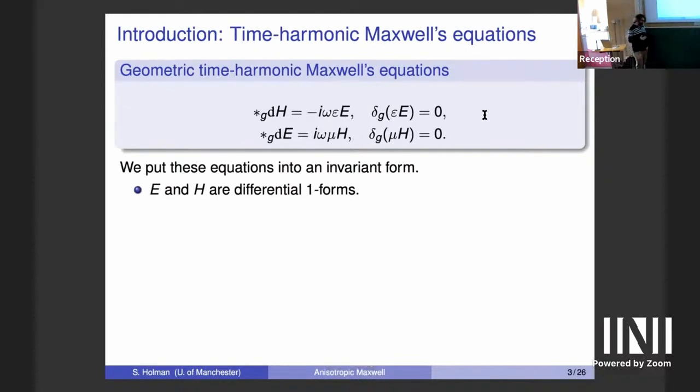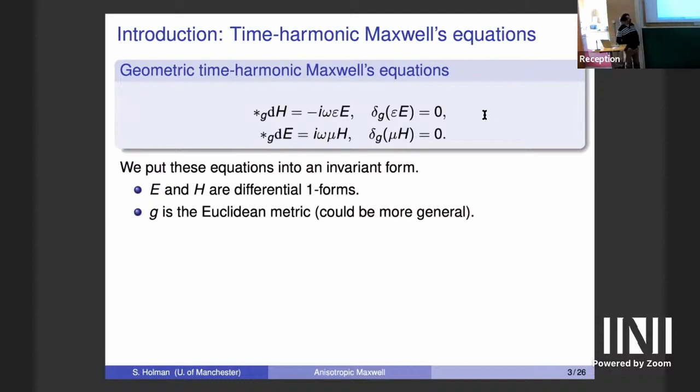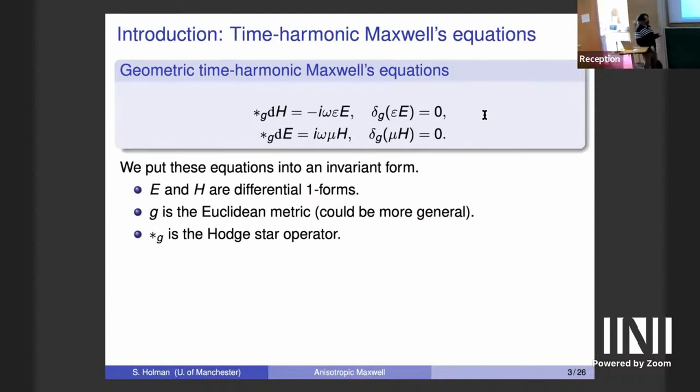When we discuss this in a geometric context in the invariant form, E and H are differential one-forms. g is a Euclidean metric, and you could consider more general metrics, but we like this Euclidean formulation. g should be the Euclidean metric, which might be in a different coordinate system. Star g, as I said, is the Hodge star operator. If you're not familiar with that, it maps one-forms to two-forms and two-forms to one-forms, and zero-forms to three-forms and three-forms to zero-forms. So it maps, for example, dx1 to dx2 and dx3. It maps a one-form to the top and complementary two-form.